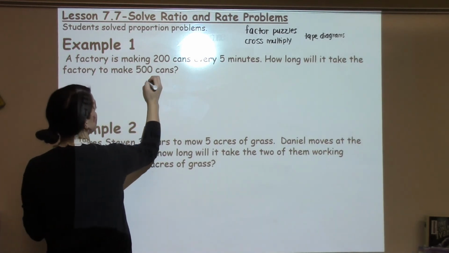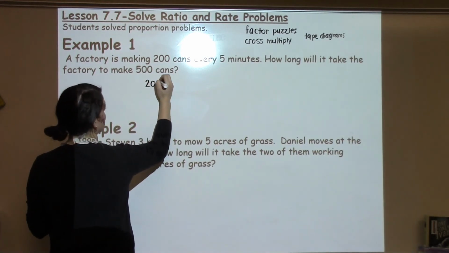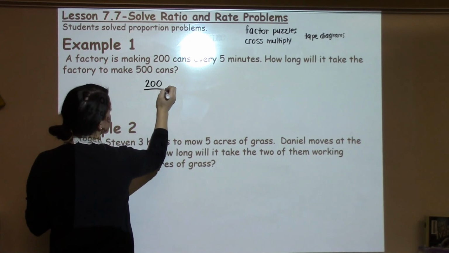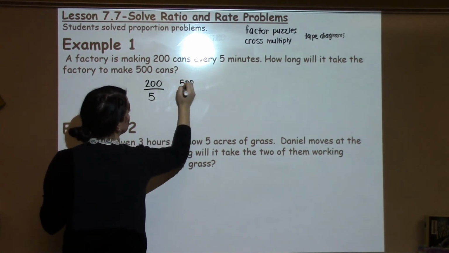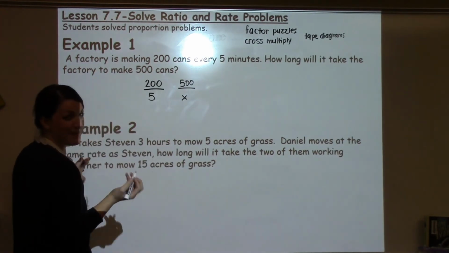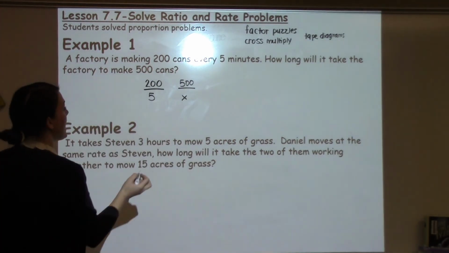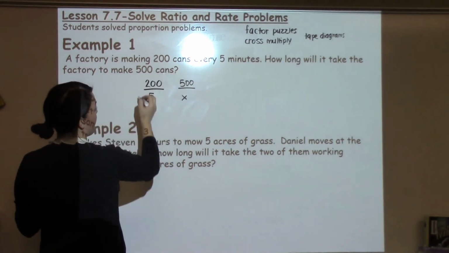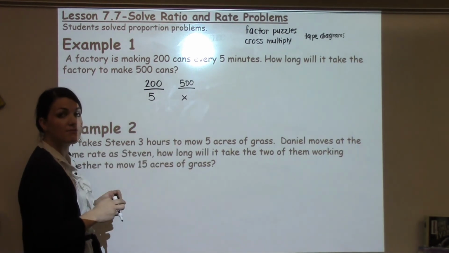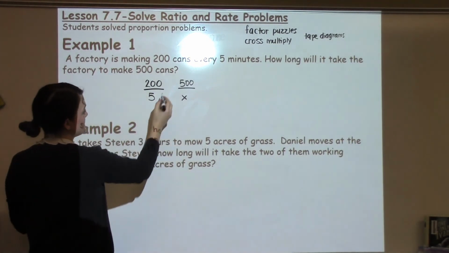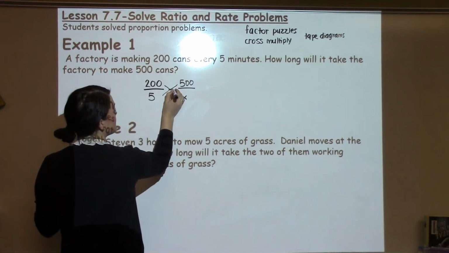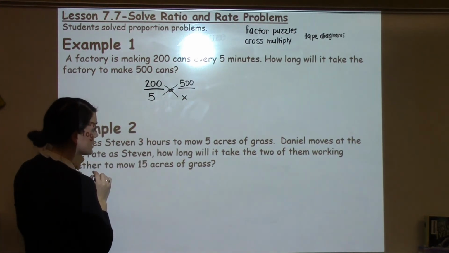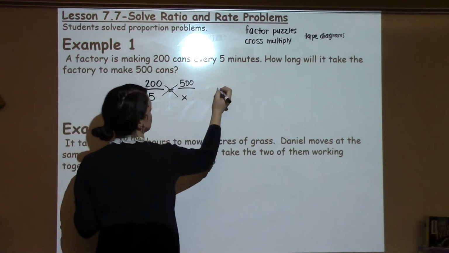So I'm going to set this up just like I would a factor puzzle. 200 cans every 5 minutes, 500 cans. How long will it take? That's my X. That's the part I do not know. I could connect this and make it a factor puzzle, and I would probably be able to find my answer, but it's going to be a little bit easier to just go ahead and cross multiply. So I want these two ratios to equal each other, and to do that I just need to cross multiply.